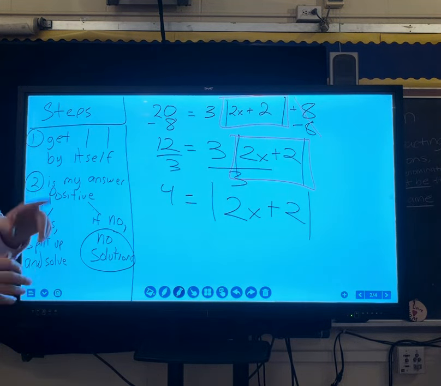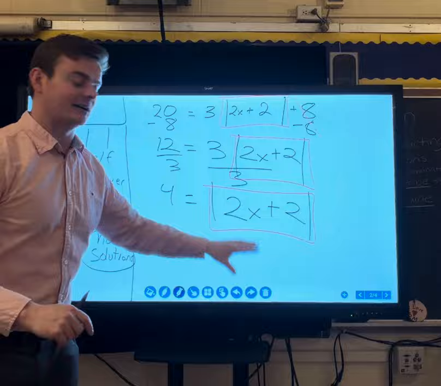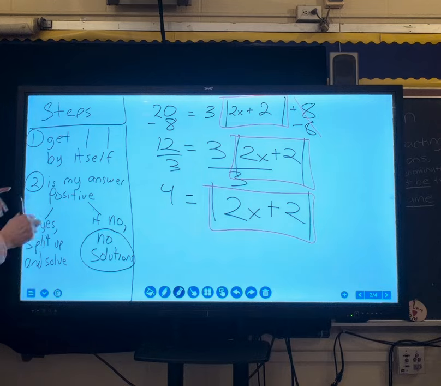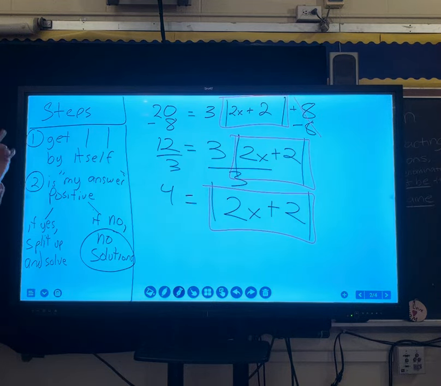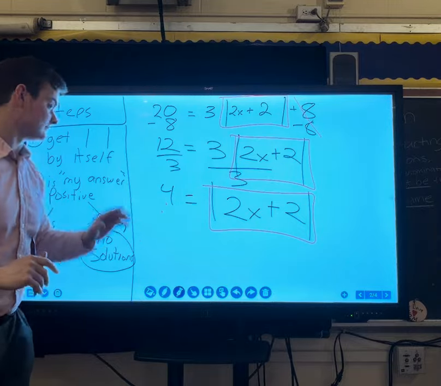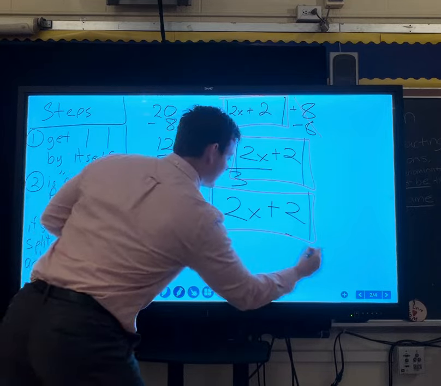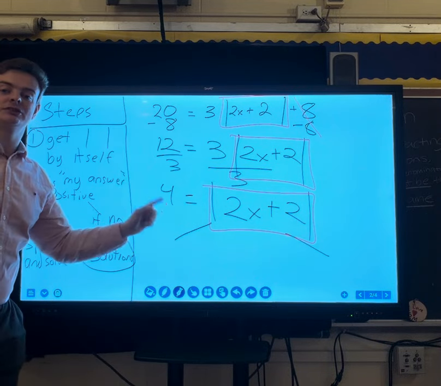4 equals the absolute value of 2x plus 2. Now my absolute value is by itself. So now I have to ask, is my answer positive? Can this thing equal 4? Yes, it can.